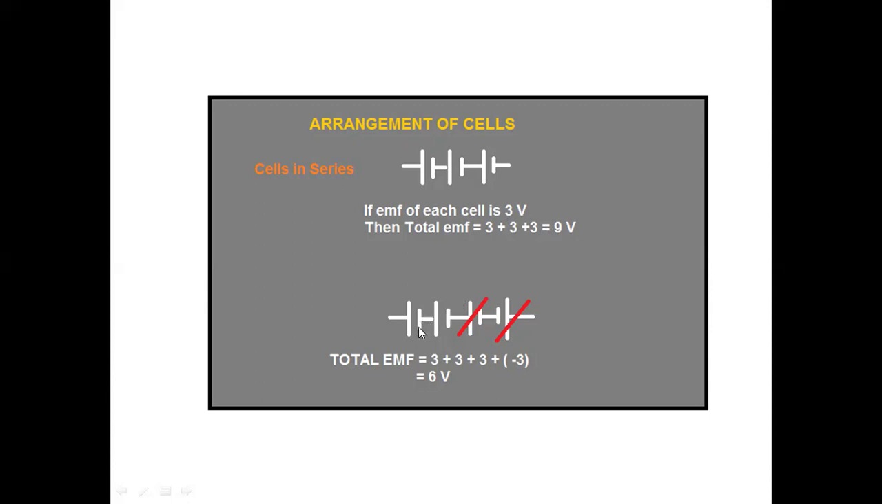In the second figure here, four cells are connected. Three cells are connected in the right manner, that is, the negative of the first cell is connected to the positive of the next. In the same way, the second cell has its negative connected to the positive of the third, but the fourth cell is connected the opposite way. That is, the negative of the third cell is connected to the negative of the fourth cell. So the EMF of these two cells will cancel out, plus 3 minus 3 you can say in simple mathematics. So the total EMF will be 6 volts.